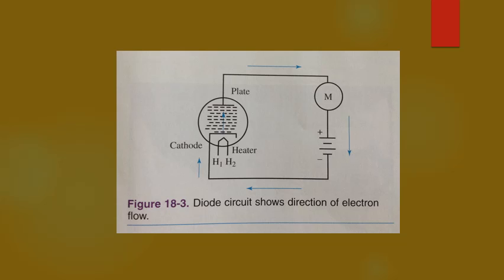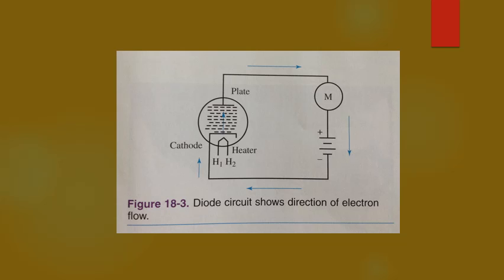Diodes. Recall that a diode consists of two electrodes. In the case of a vacuum tube diode, the two electrodes are the cathode and plate. Again, the cathode can be heated directly or indirectly. The plate is a round piece of metal that surrounds all elements in the tube. The plate acts as a collector of electrons emitted from the cathode. See figure 18-3. The heater connections are H1 and H2. These connections can be joined to an AC source.